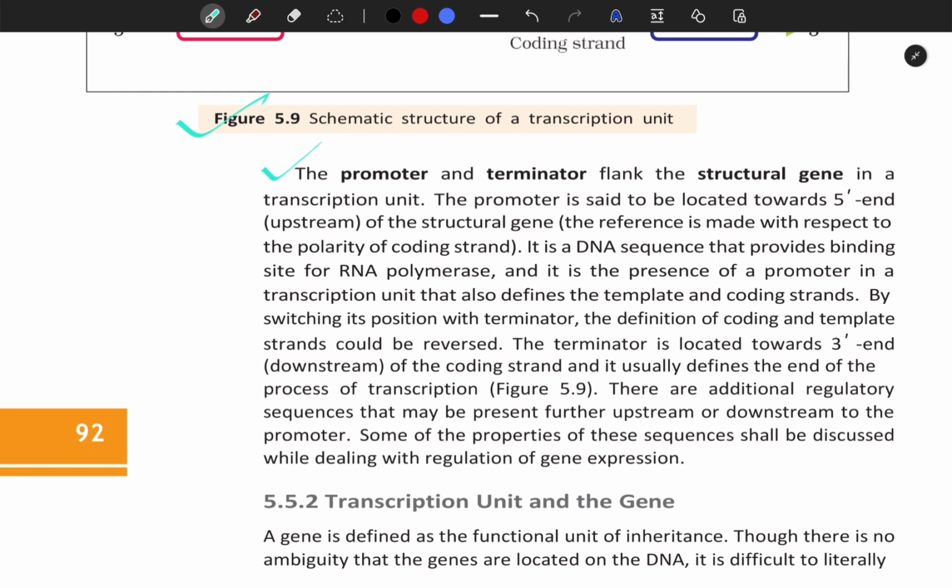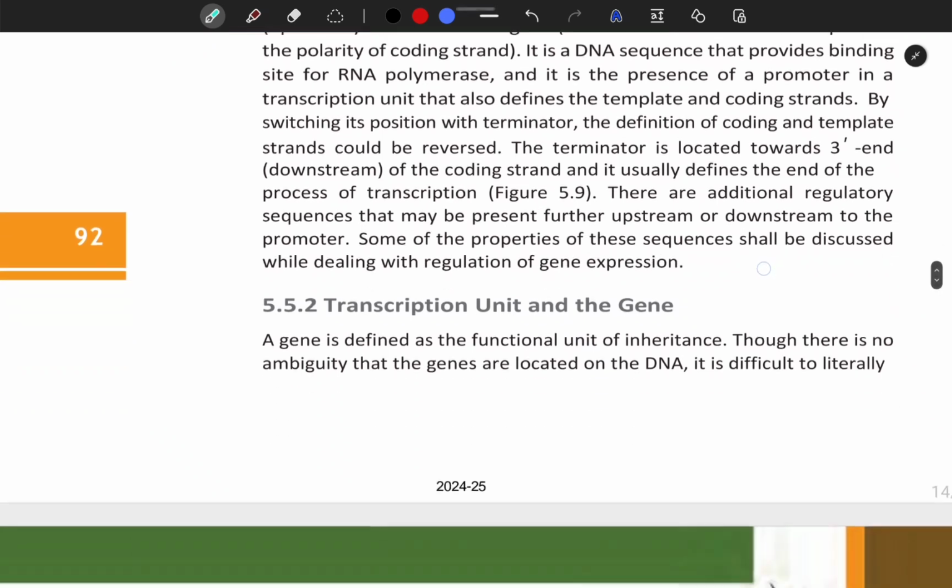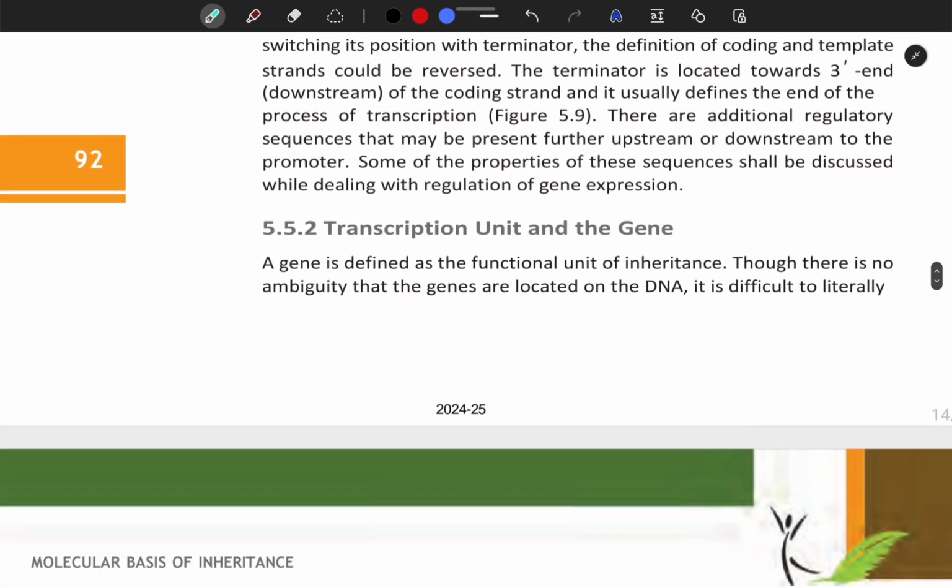By switching its position with the terminator, the definition of coding and template strand could be reversed. The terminator is located towards the 3' end, that is downstream of the coding strand, and it usually defines the end of the process of transcription, as shown in figure 5.9. There are additional regulatory sequences that may be present further upstream or downstream to the promoter. Some of the properties of these sequences shall be discussed while dealing with regulation of gene expression.